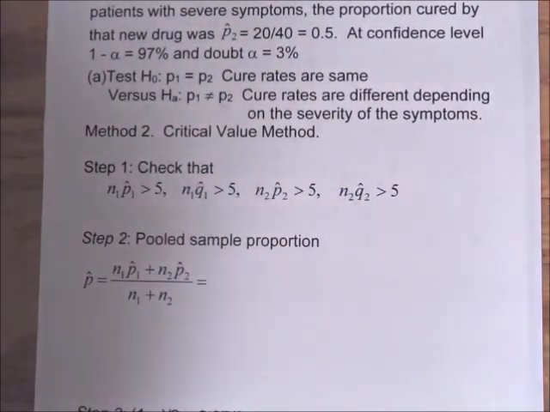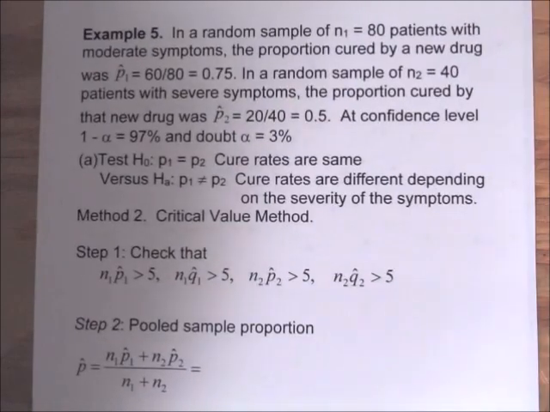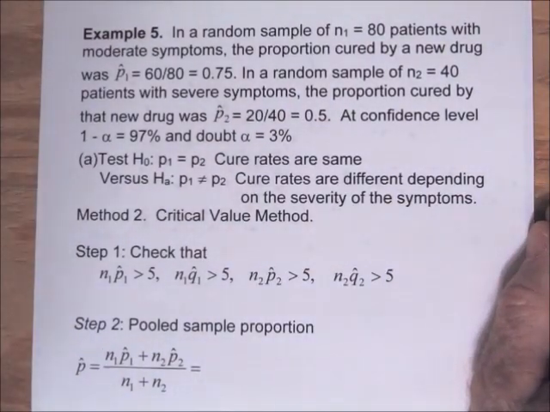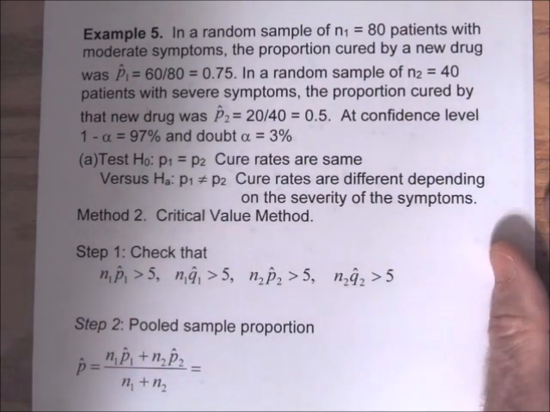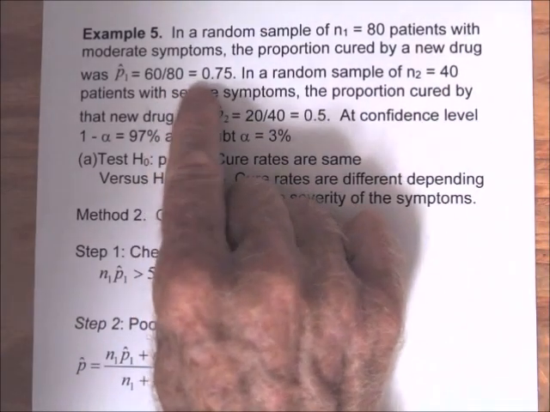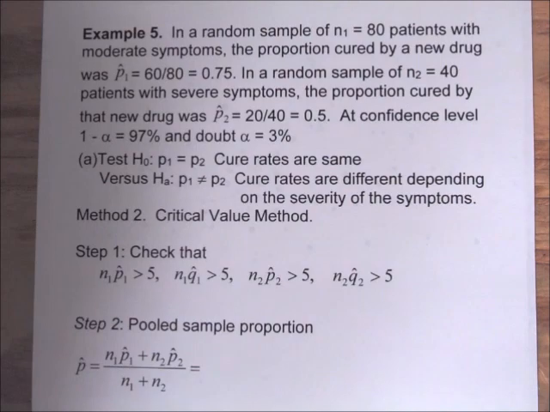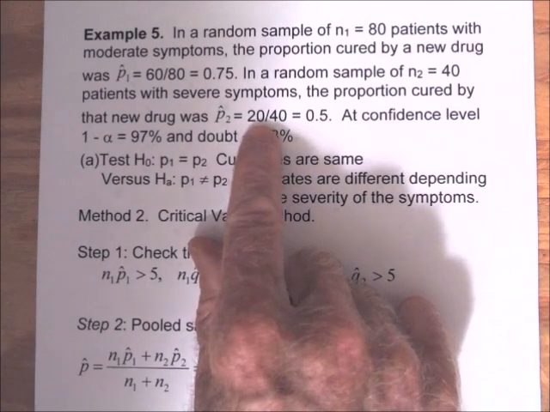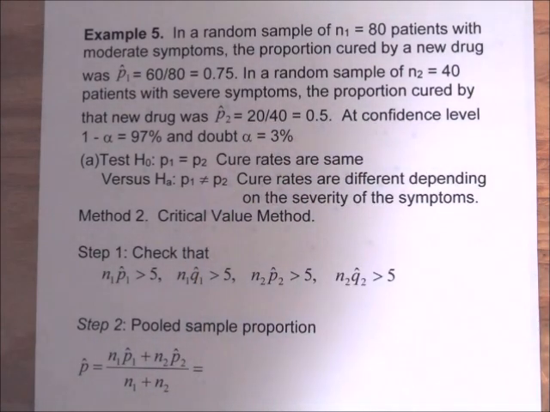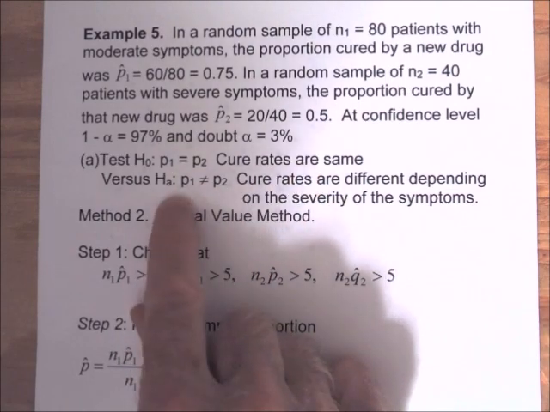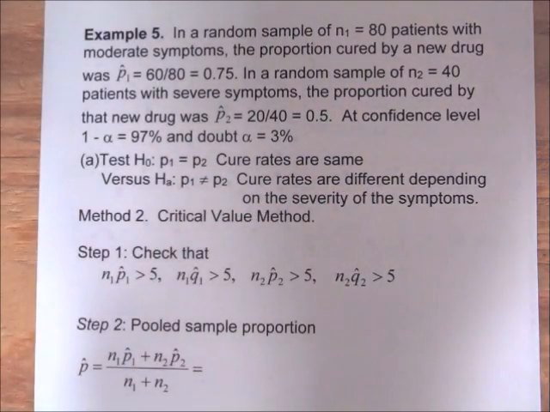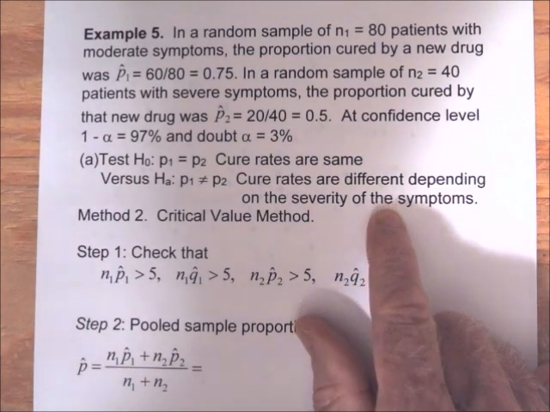Okay, here's a test for difference of proportions. We have a sample of n1 equals 80 patients with moderate symptoms. The proportion cured by the new drug, p1 hat, is 60 over 80 or 0.75, and a random sample of n2 equals 40 patients with severe symptoms, proportion cured by the new drug, p2 hat, is 20 over 40, or 0.5. And we want 97% confidence, 3% doubt. We want to test p1 equals p2, cure rates are the same, versus p1 not equal to p2, cure rates are different, depending on the severity of the symptoms.